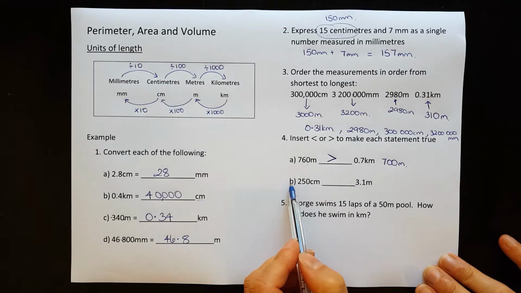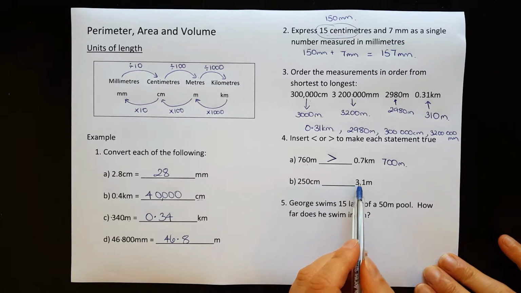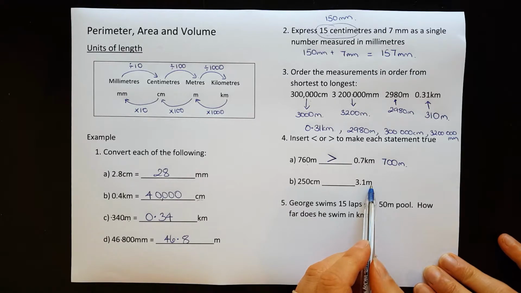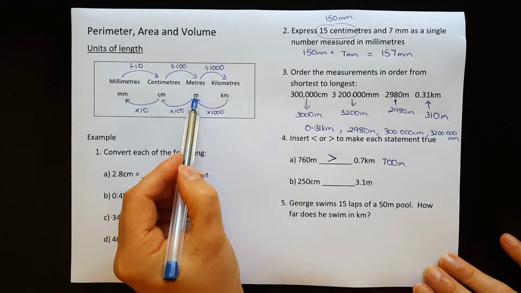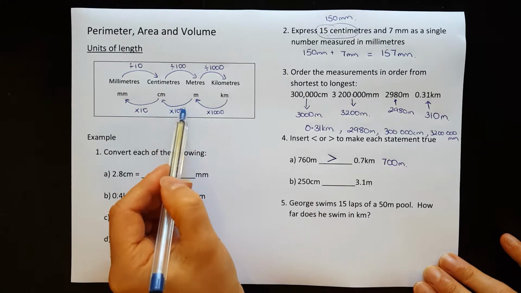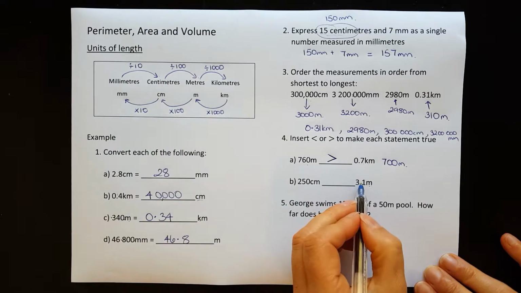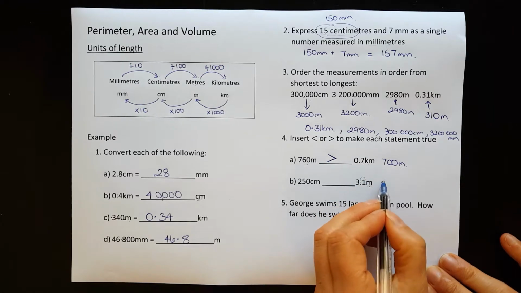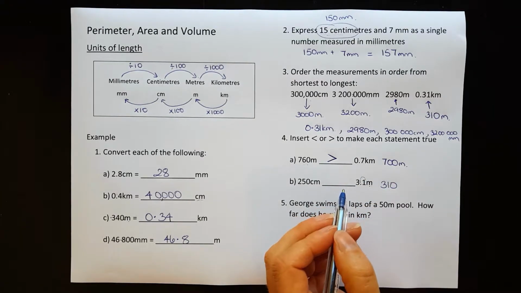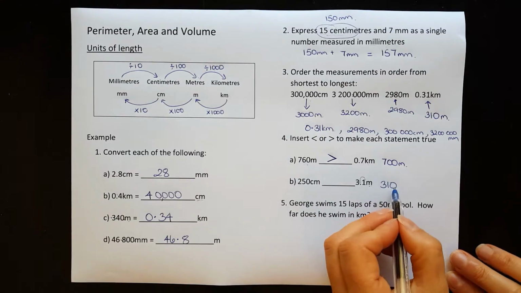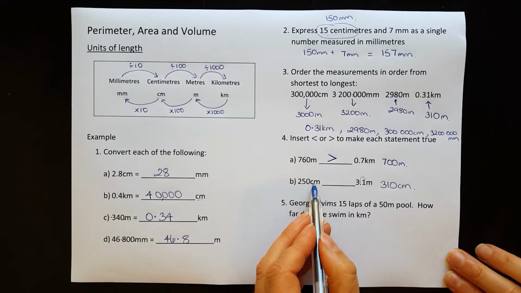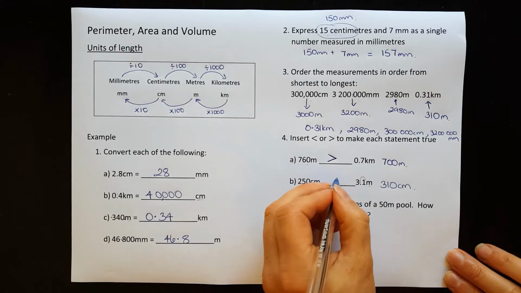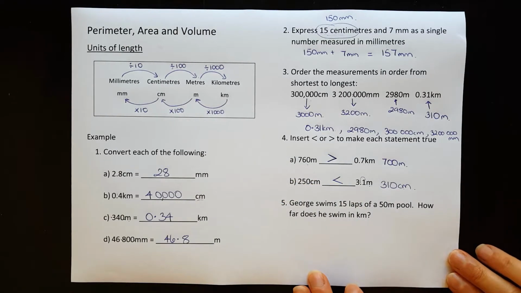For B, 250 centimeters and 3.1 meters. Okay, so again, let's change the bigger unit so that we can hopefully get rid of the decimal places. So meters to centimeters. Meters to centimeters, we times by 100. 2 zeros, 2 jumps. 1 to get over there, and the second one will be a 0. 250 centimeters is smaller than 310, so we need to put a less than symbol in there.